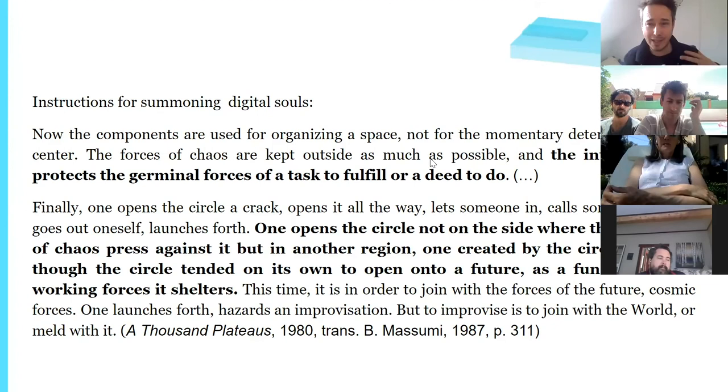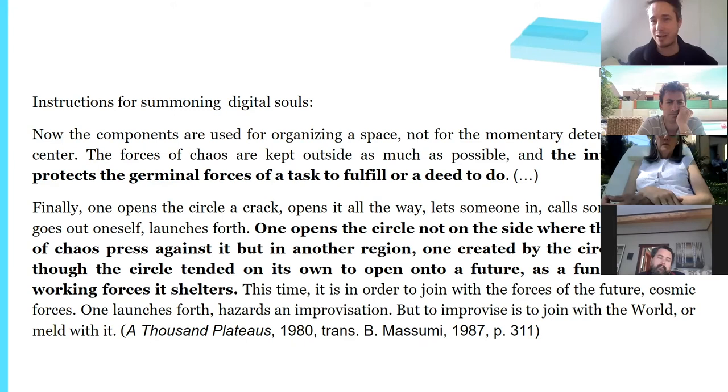And then one other thing that I really liked from that quote is that while you're protecting against the chaos, it says one opens the circle, not on the side where the old force of chaos presses against it, but in another region, one created by the circle itself. So basically Deleuze and Guattari are giving a sense that as you are protecting something, a co-immunity practice in becoming, there is a flow that's being generated.